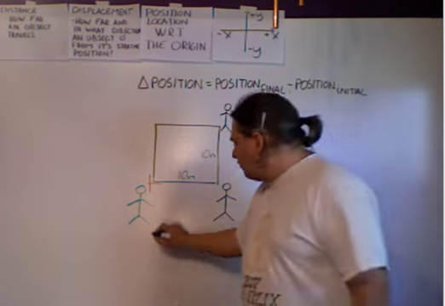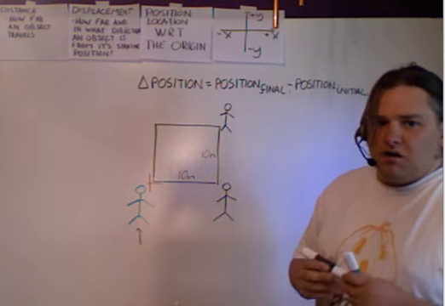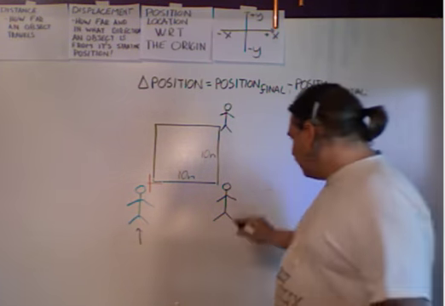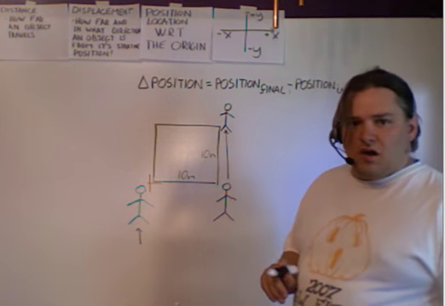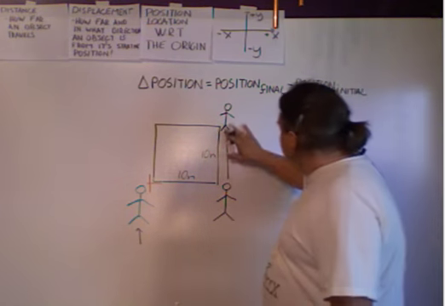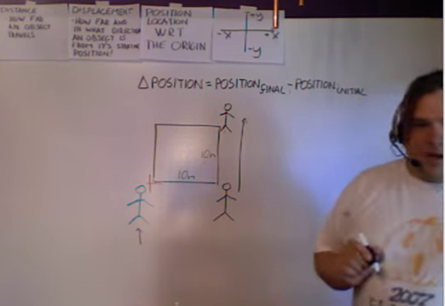I have one person represented over here by this green gentleman. I'm going to try to use a green marker to separate him. And then I have another person that starts here and then travels to that point. Okay? So he moves from here to here. Okay?